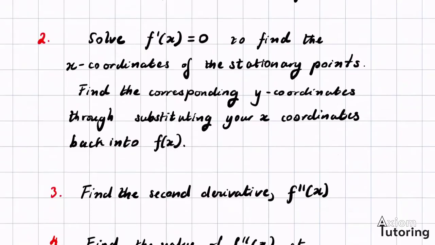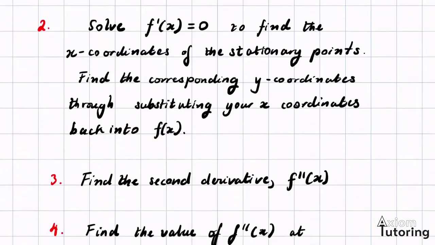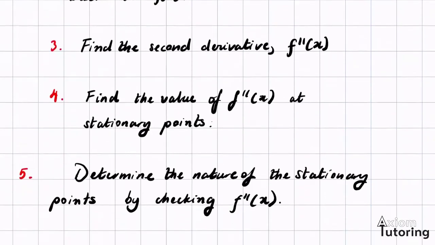That way we find the x coordinates of the stationary points, and then we can find the corresponding y coordinates through substituting our x coordinates back into our function f(x). This has been illustrated in a previous video. We then can find the second derivative. We do that by differentiating our f(x) function twice.